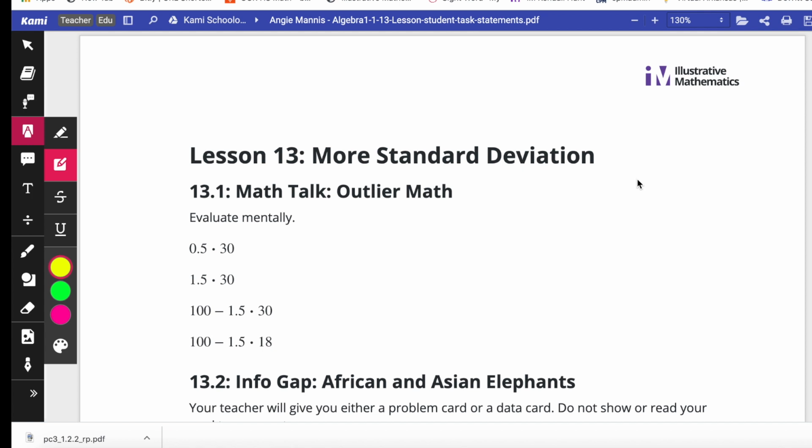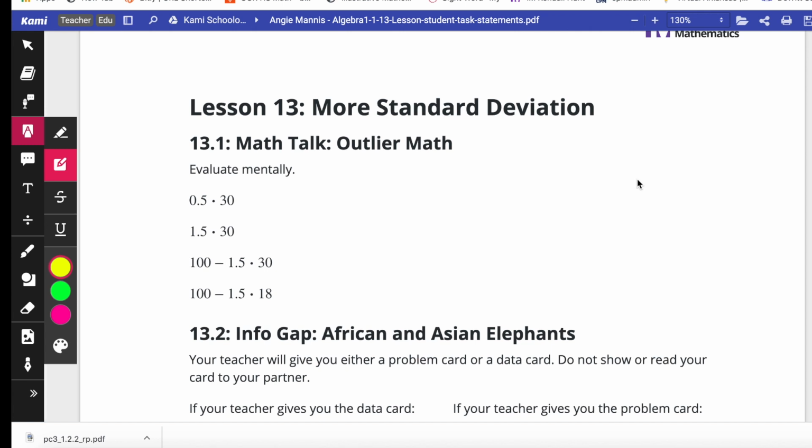So 13.1, it says evaluate mentally. That means no calculators, no pencil and paper, just evaluate it, and then you can write down what you got. Take about 5 minutes, or however long it takes you to evaluate each of these mentally. So pause it and do the warm-up 13.1, all 4 of these right here, and then you can unpause whenever you are finished evaluating those.